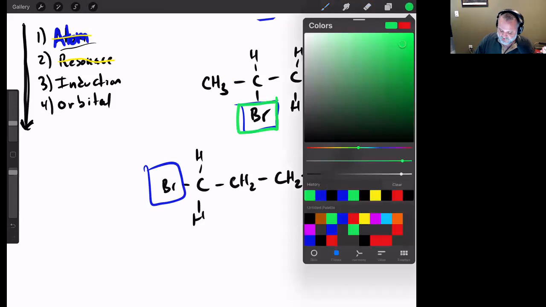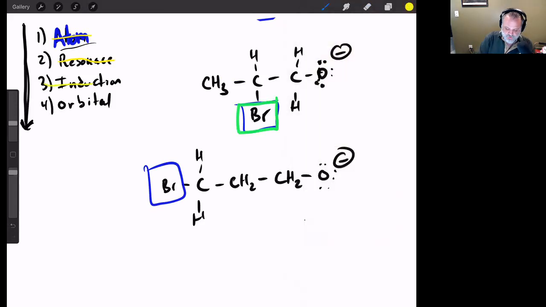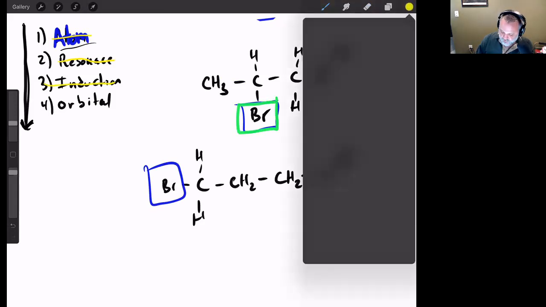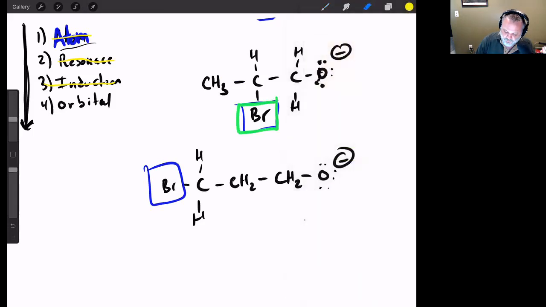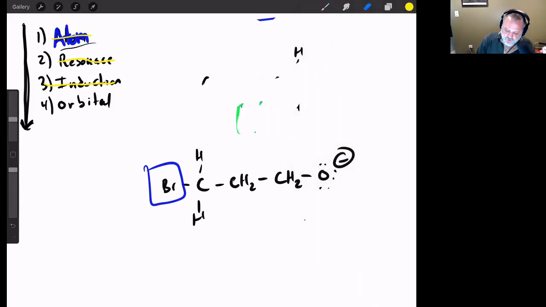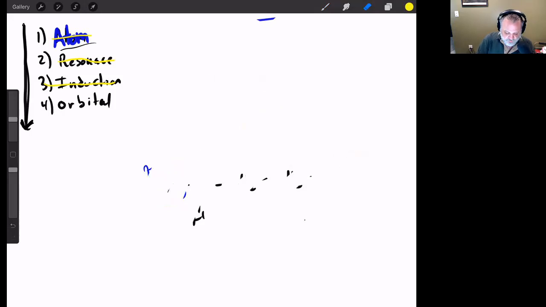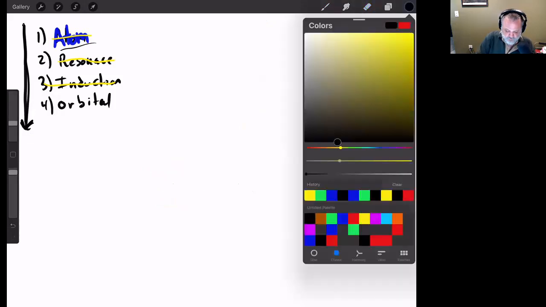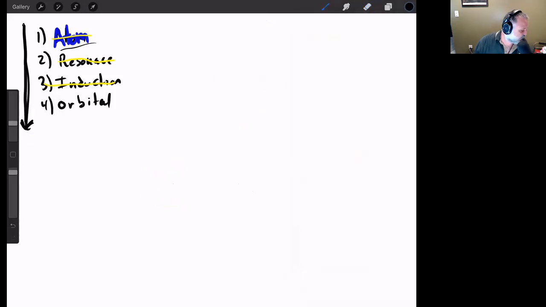And so that pretty much takes care of induction. Now what we have to do is look at orbital. How does the orbital play into this? Well, I think it's instructive to show you, based on pKa values, that this bears out. So we'll mix up pKa values, and we're going to think about it qualitatively as well.